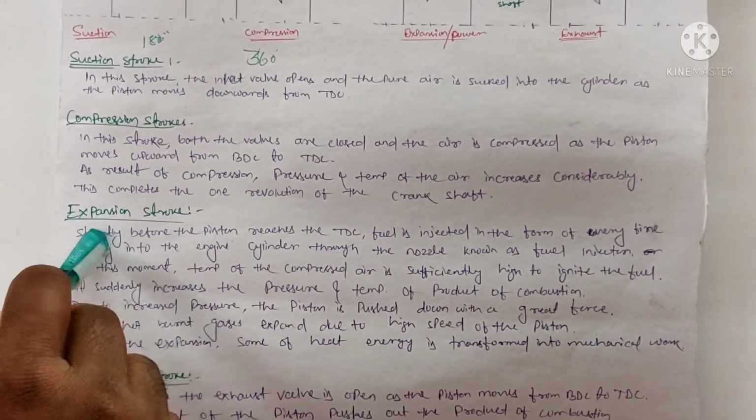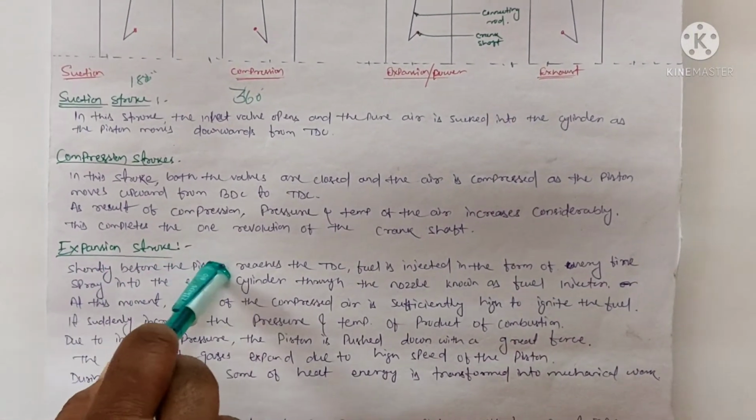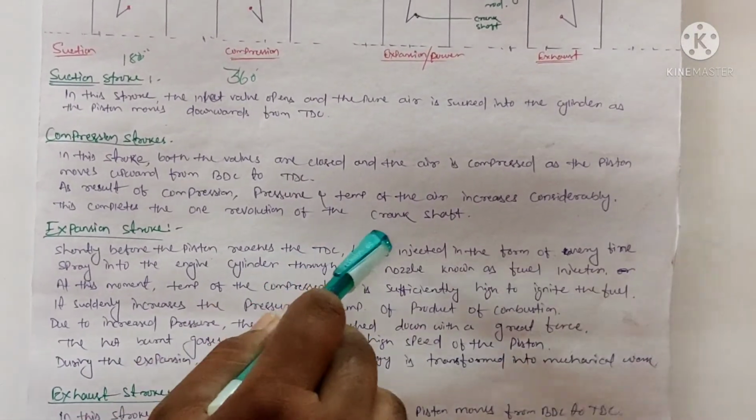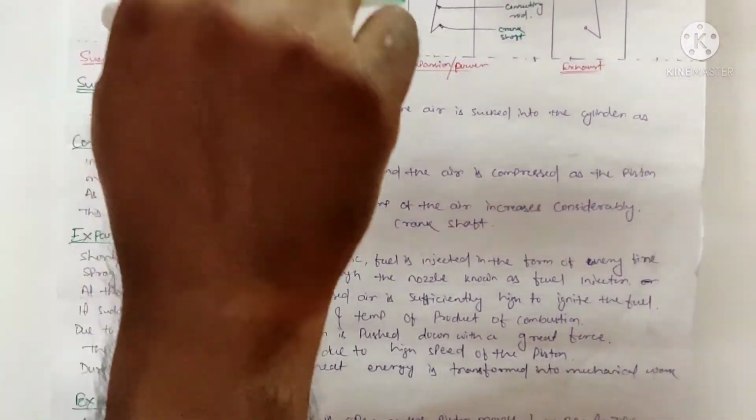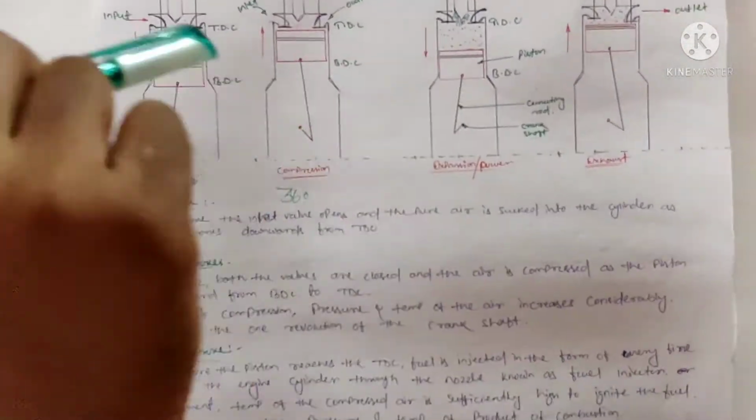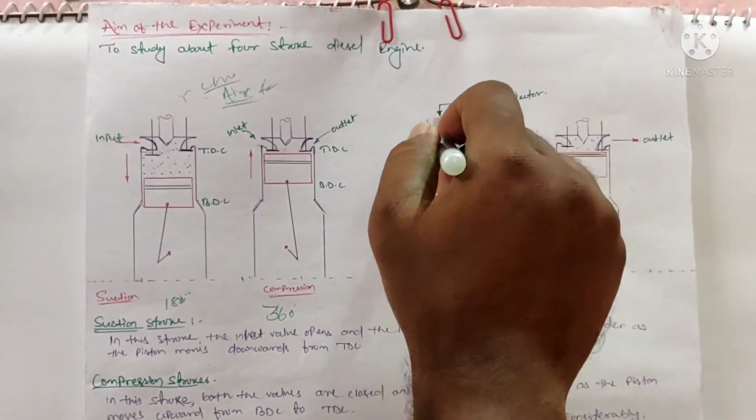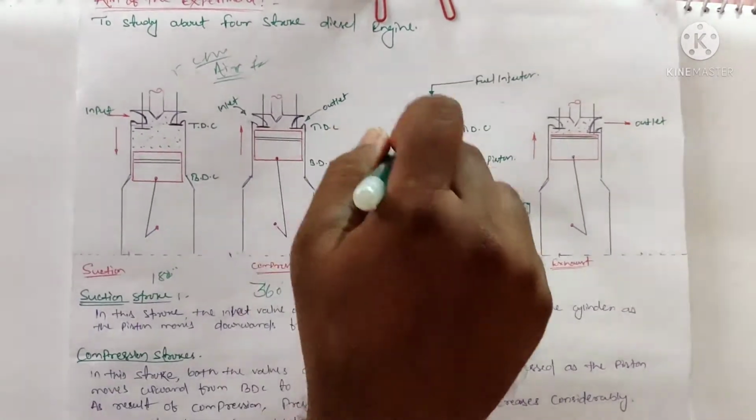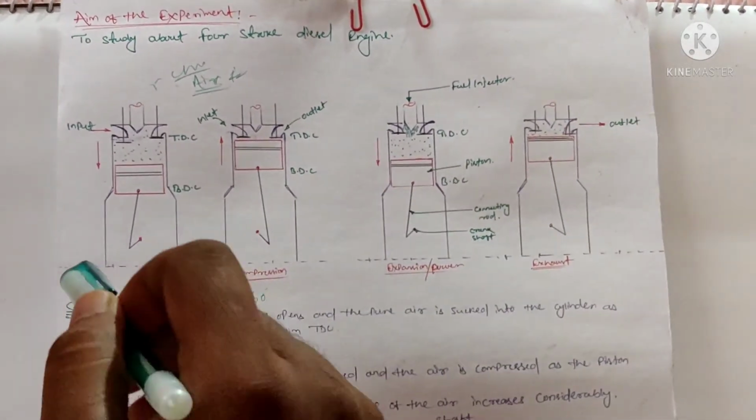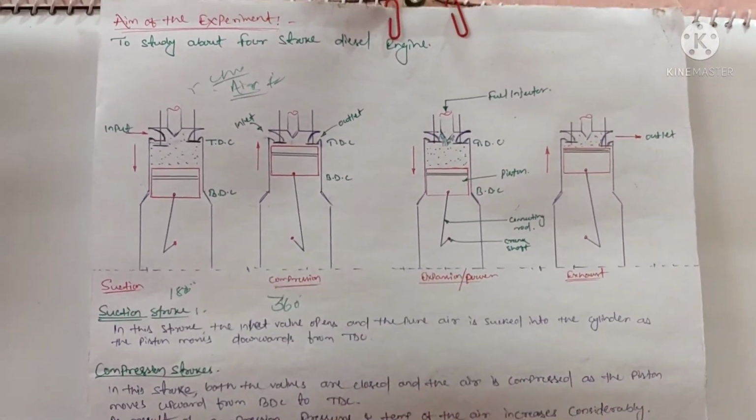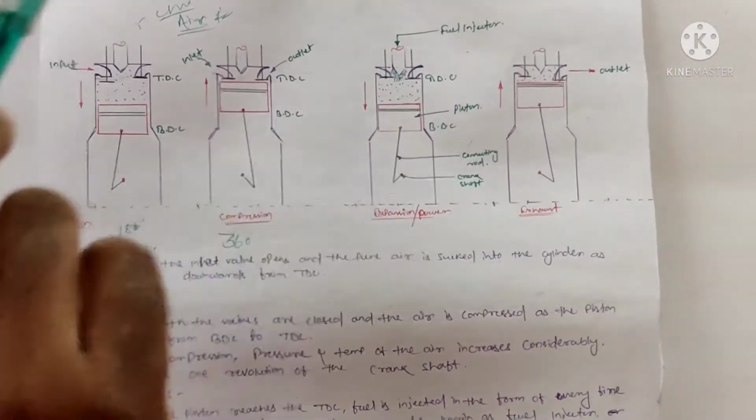Similarly, as in comparison to the petrol engine, here also the same. Shortly before the piston reaches the TDC, fuel is injected. Fuel injected means a sprinkle of diesel, a spray of fuel, is injected into the engine cylinder. Inside the engine cylinder, air is present which is already at very high temperature and high pressure. That's why the fuel injector injects the fuel into the engine cylinder.